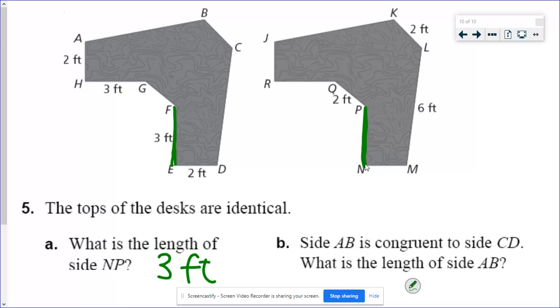And side AB is congruent to side CD. So right here's AB. That's congruent to CD. Well, if those parts are congruent, then that means that these parts, the corresponding parts, are also congruent. So now that I have all that stuff marked, can we figure out how long side AB is? Well, AB is congruent to CD. CD is congruent to LM, which is 6 feet. So that means that AB also has to be 6 feet.